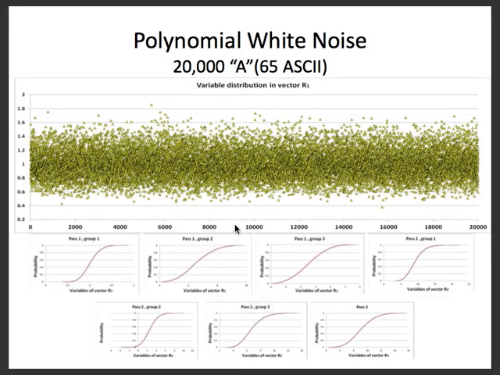Polynomial white noise. We sent into that 20,000 times the number 65, like the letter A, ASCII code. And that is the distribution function for all variables that is seen by the third party. No parameters, nothing. That is polynomial white noise. That's it. No information, nothing.